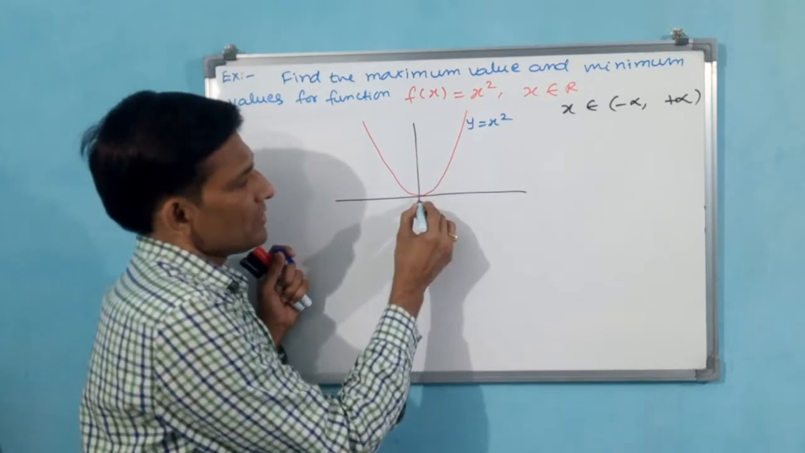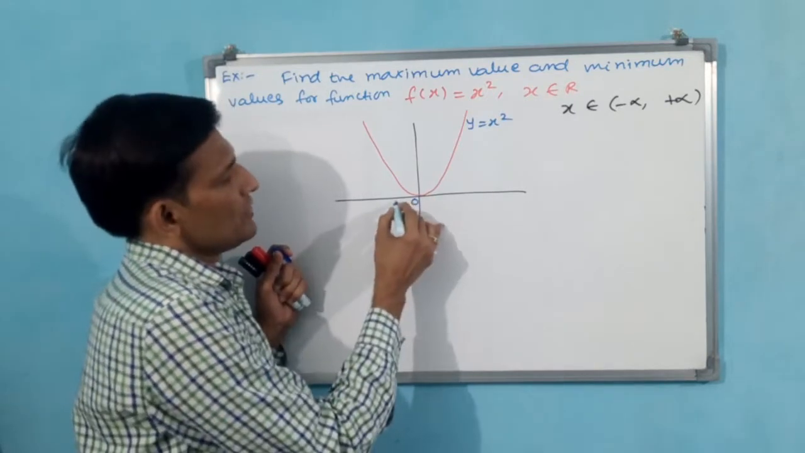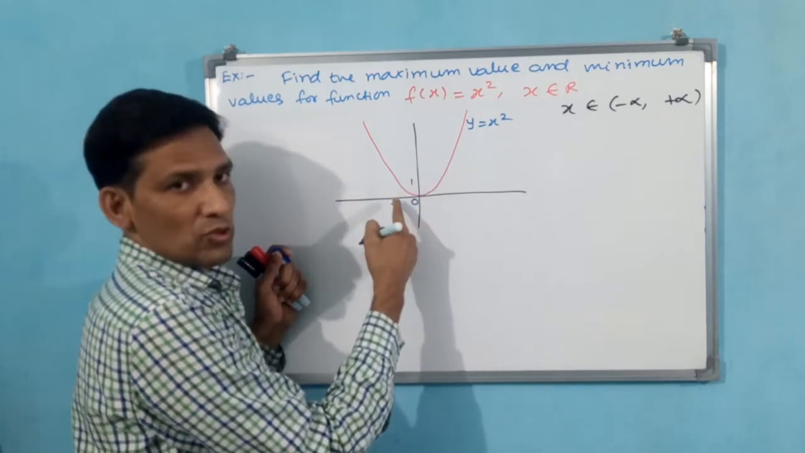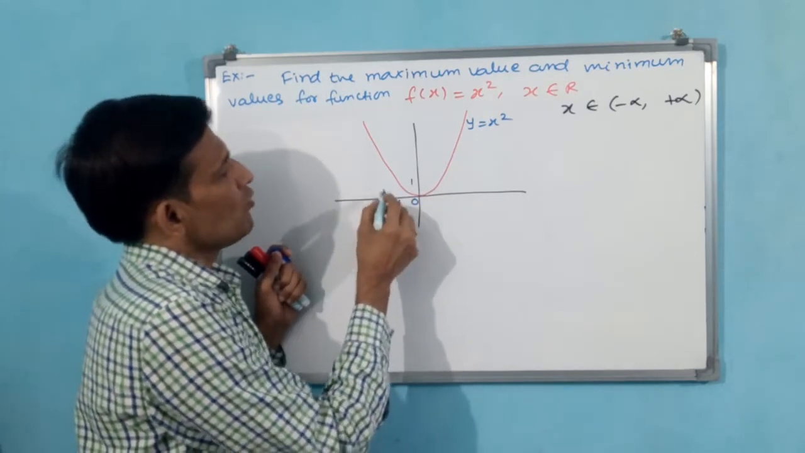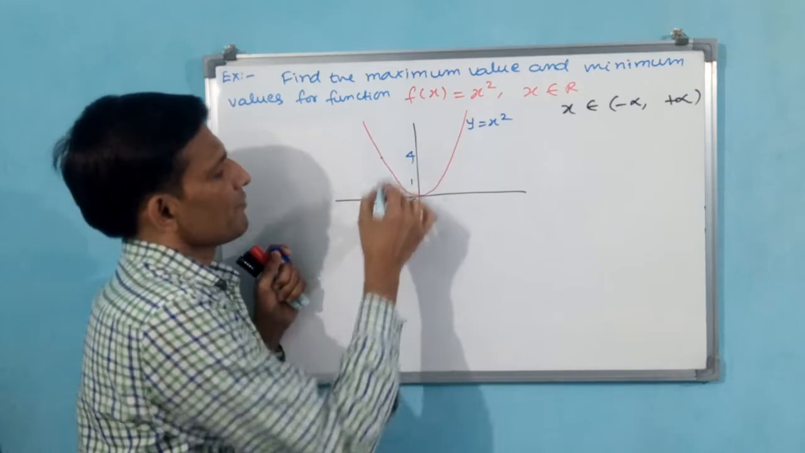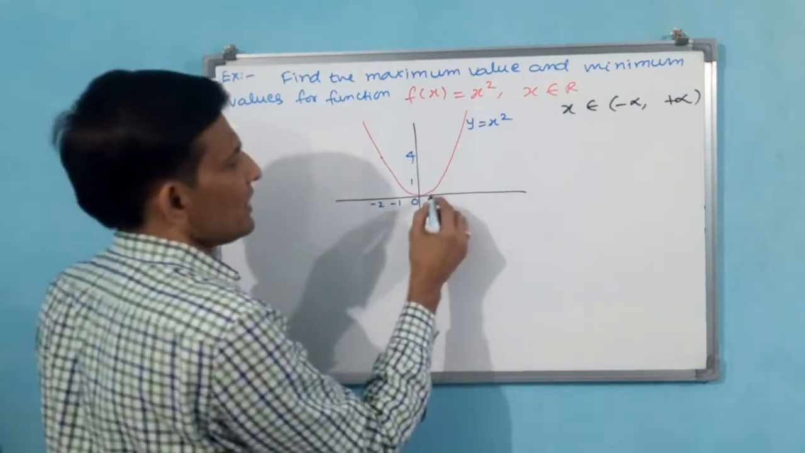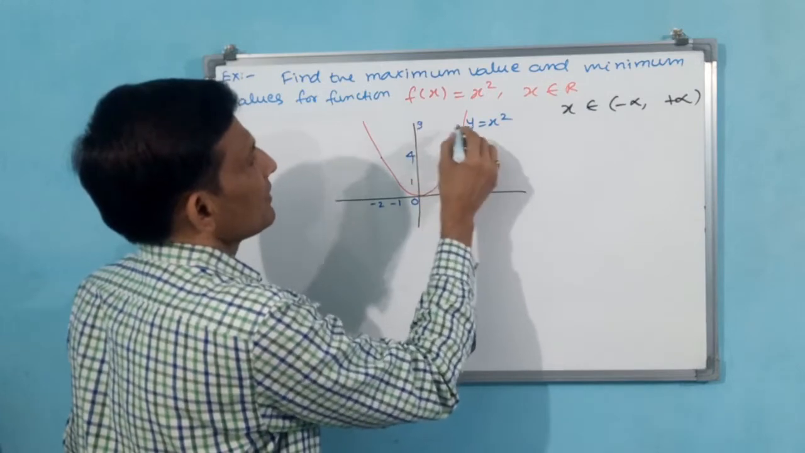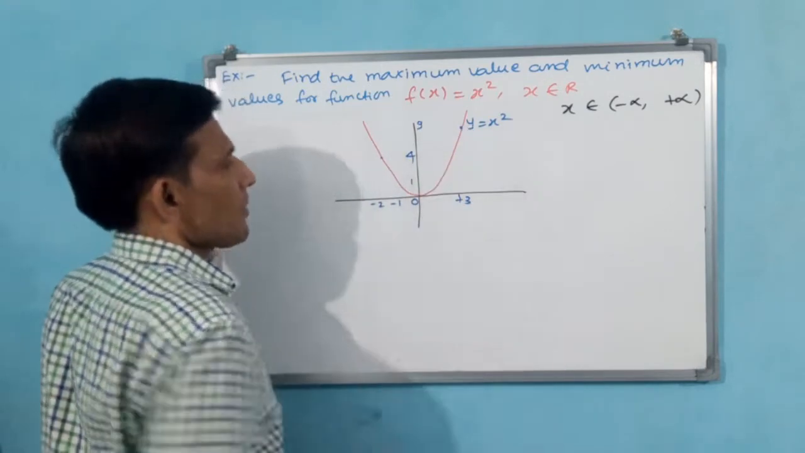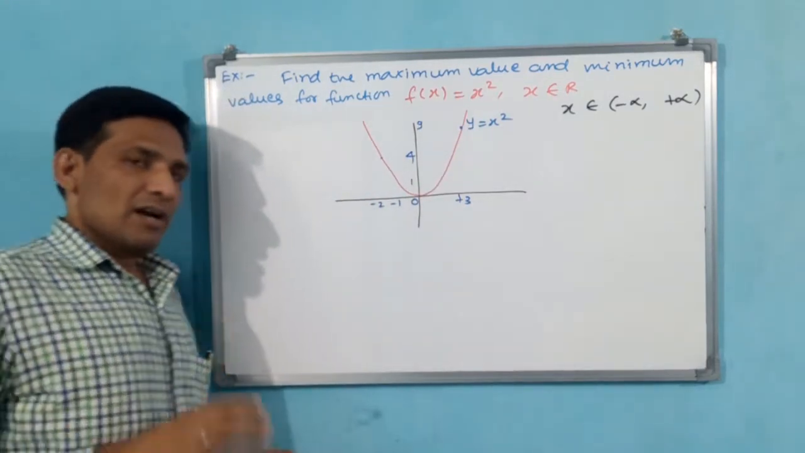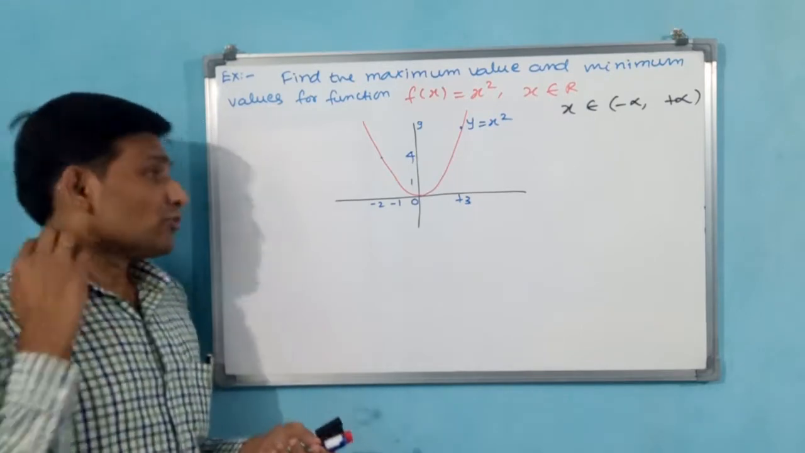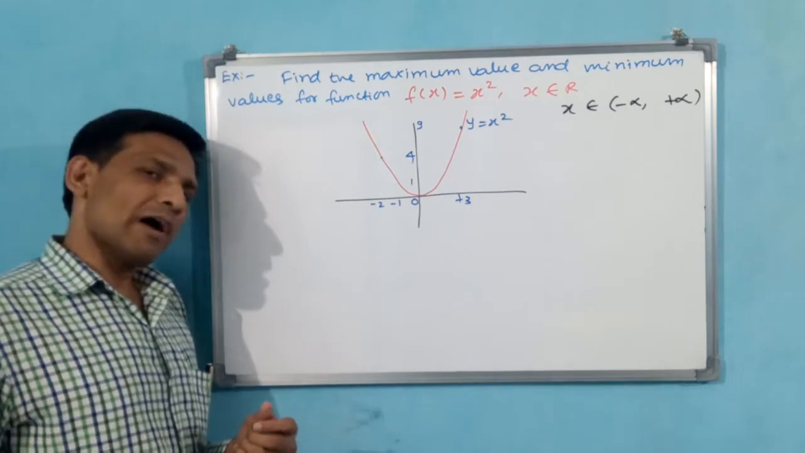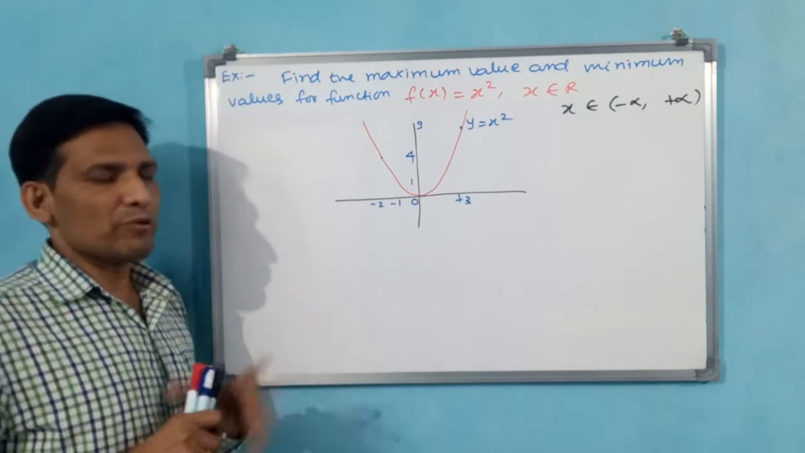You see here this point is 0. See, at minus 1 plus 1 will be there, square, at minus 2 plus 4 will be there. Same thing at 3, plus 9 will be there. Now with our experience, you tell me: is this function having minimum value or maximum value, or both, or neither minimum nor maximum? You tell me now.